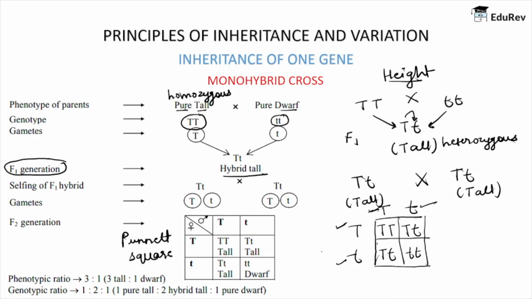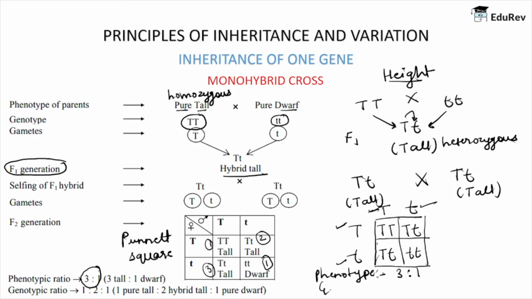So he saw phenotypically, visibly, that there were three plants which were tall, 1, 2 and 3. He saw that these plants are tall and one plant has become dwarf. So the phenotypic ratio he deduced from his visible observation was 3:1, in which 3 plants were tall and 1 plant was dwarf.